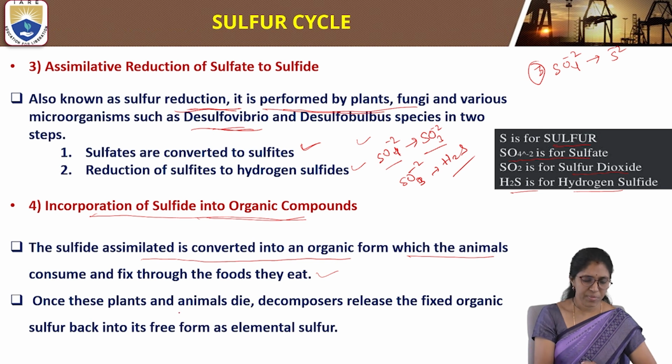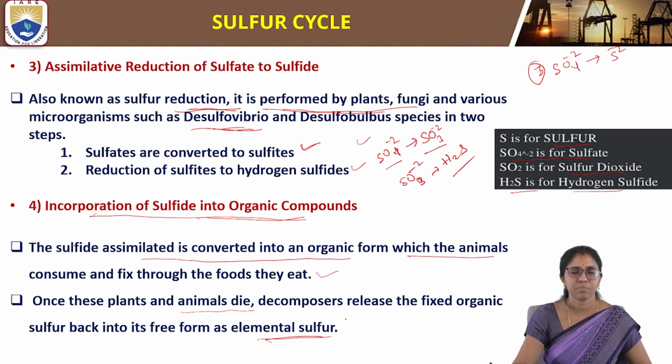Once these plants and animals die, decomposers release the fixed organic sulfur back into the atmosphere in the form of elemental sulfur. So once the animals or plants die, decomposers release the fixed organic sulfur back to its free form as elemental sulfur.